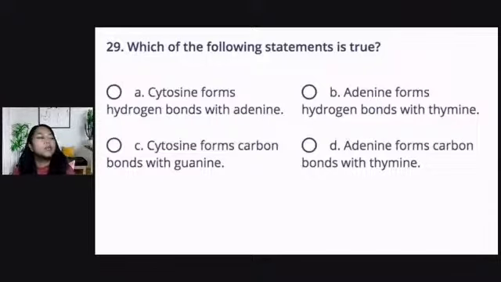All right, so number 29 here, we are looking for the true statement. Okay, we're looking for the true statement. Which one is true? And the correct choice here would be letter B. Letter B po yung tama dito, no? Adenine forms hydrogen bonds with thymine. Okay, so letter B, adenine forms hydrogen bonds with thymine.